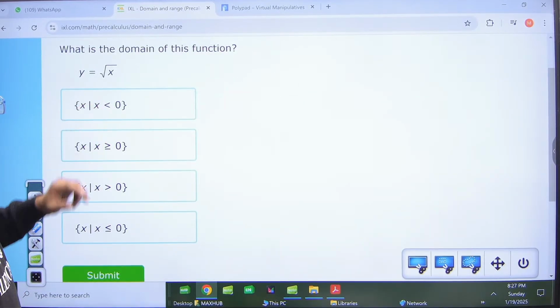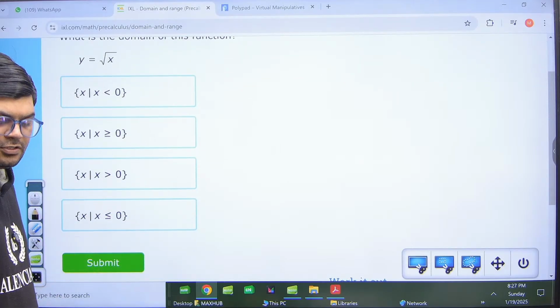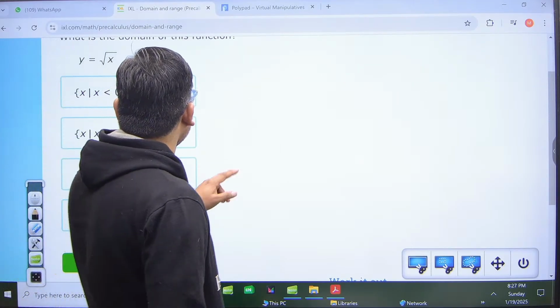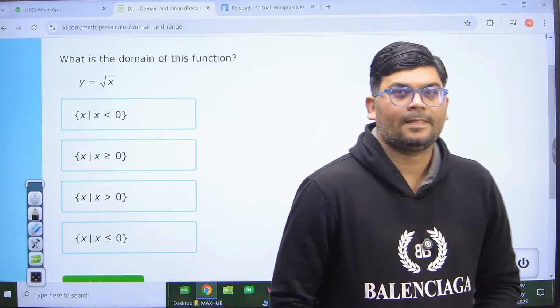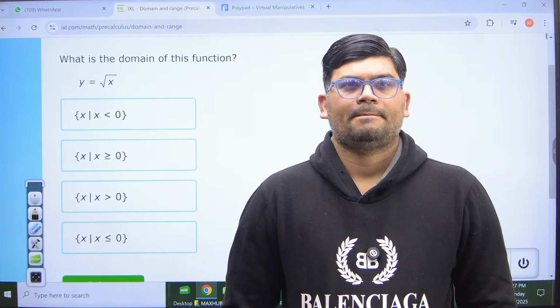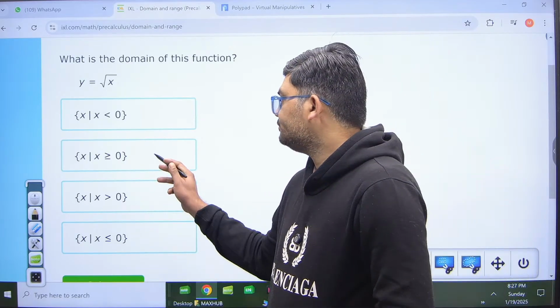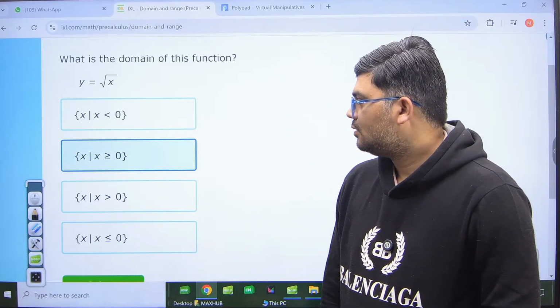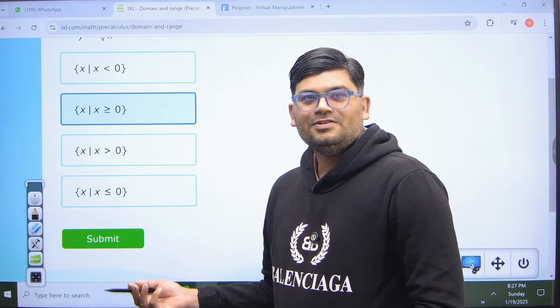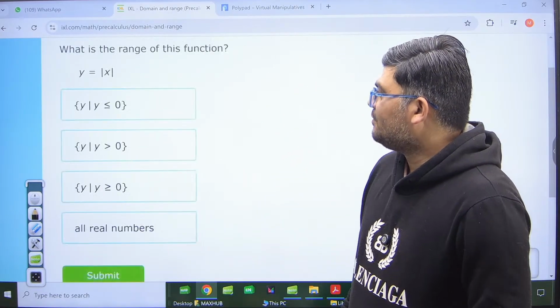Okay. Under root of x. The graph is not there, but what is the domain of this function? Tell me. x has to be greater than 0, and equal to 0 as well. Oh yeah, because it'll just be 0. Under root of 0 is also defined. Yeah. Okay.